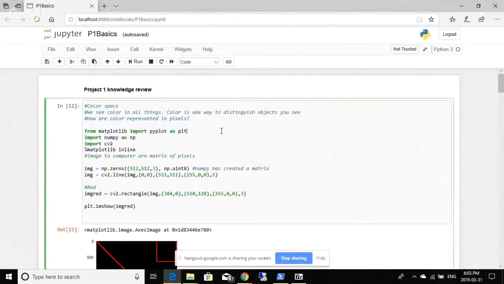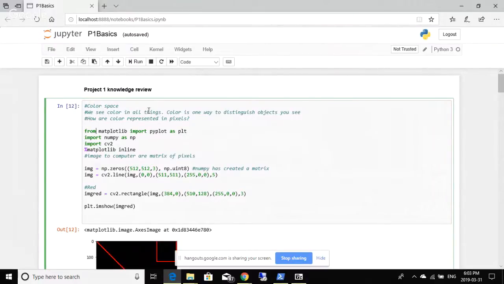All right. So to recap Project 1, I'll start by talking about color space. What's the color space? In computer vision, we see all the colors, and we can distinguish objects that we see by color, and color means something to us. It might not quite mean the same thing to a computer. So let's see how color is represented in pixels.